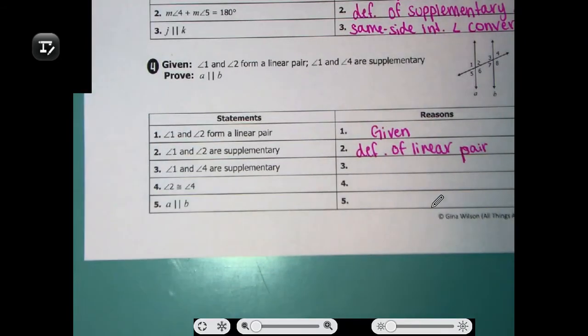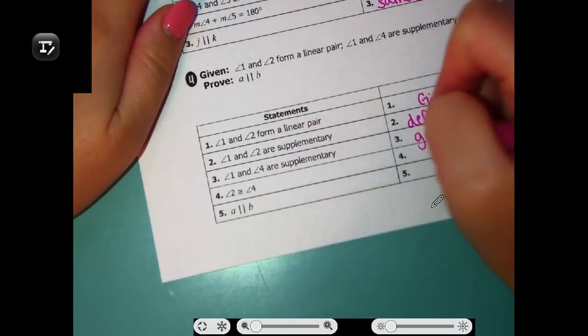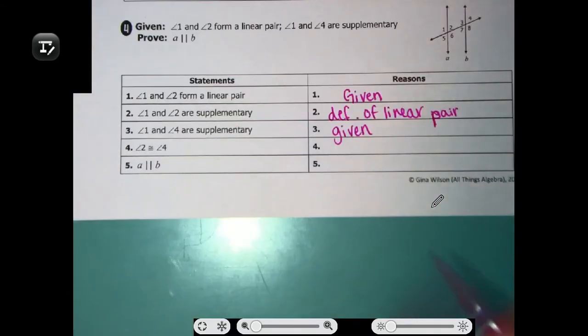Angle 1 and angle 4 are supplementary. How do I know that? That was also given to me, so that's nice and easy. That's given to me as well. Now, angle 2 is congruent to angle 4. How do I know that?